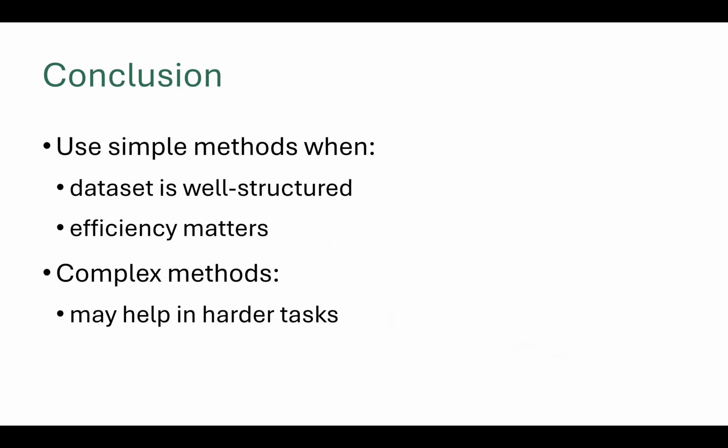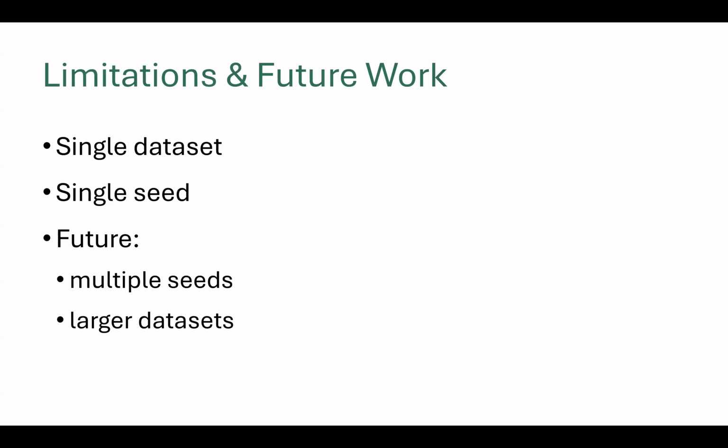So in conclusion, aggregation plays an important role in GNN performance. However, simpler methods can often match or outperform more complex ones, according to this research. This is especially important in scenarios where efficiency and scalability matter. Therefore, choosing the right level of model complexity is critical.